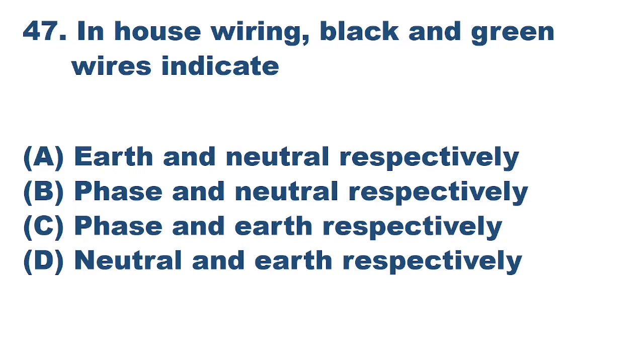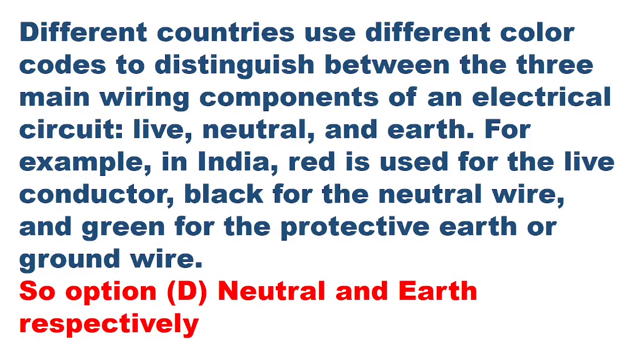Option A says earth and neutral respectively. Option B says phase and neutral respectively. Option C says phase and earth respectively. And option D says neutral and earth respectively. So if you see the color coding used in India, black is for neutral and green is for the earth. So option D will be the right answer here. So we'll see the explanation.